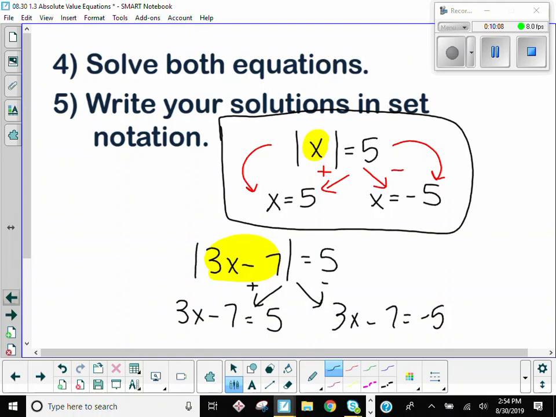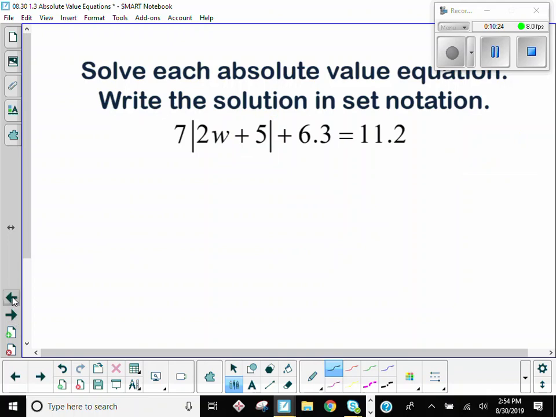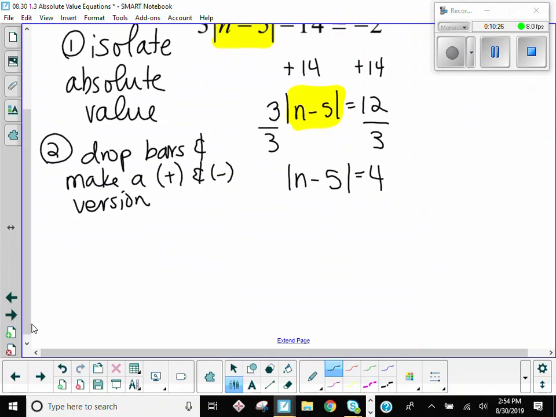It's false. What, in this most basic example, what did I take the positive and negative version of? The right side, the constant, that 5 right there. The stuff on the inside does not change. So in this case, right here at this step, my positive version, the bars drop, the stuff on the inside stays the same, and the 4 stays positive.